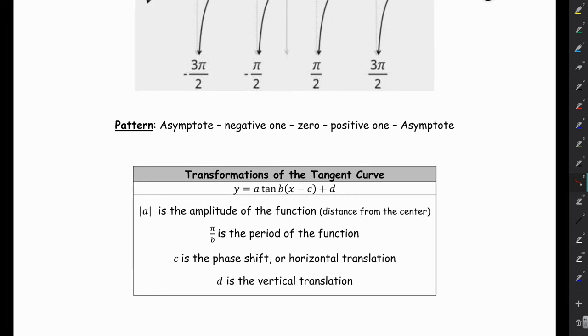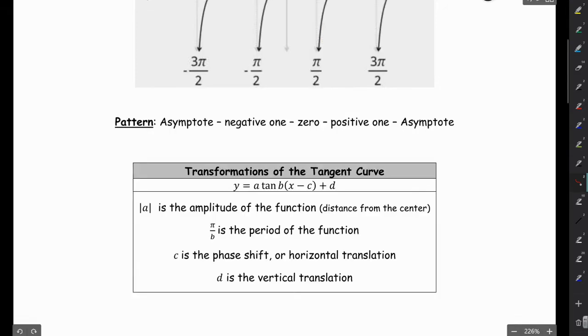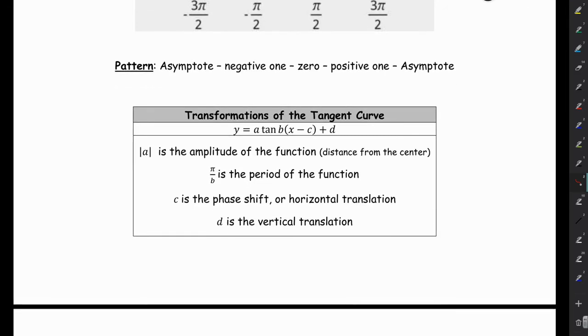The transformations of the tangent curve occur the same as they do with the sine and the cosine curve. A is the amplitude of the function, the distance from the center. Pi over b is the period of the function. Now remember, with sine and cosine, 2 pi over b is the period. If you look at the parent function here, let's just look at the center of this graph. Notice that we're going from -pi/2 to pi/2. So one full period completes in pi. Pi/2 plus pi/2 is pi. So the period is pi over b.